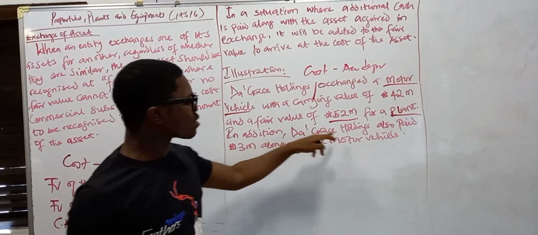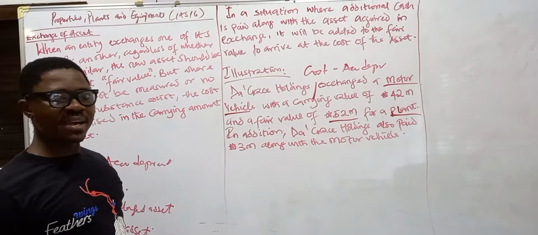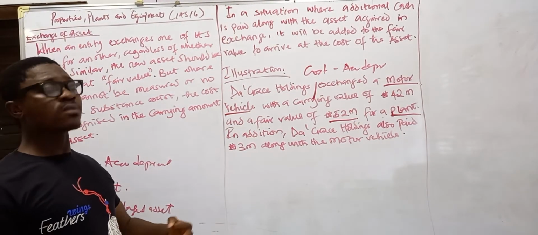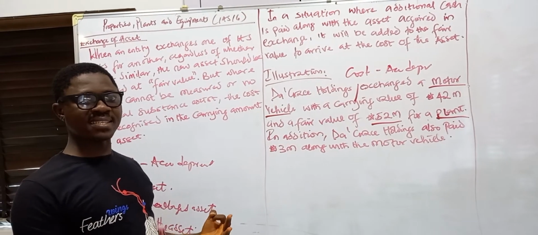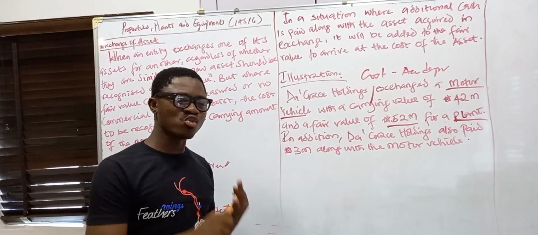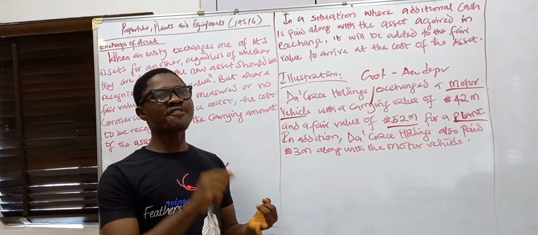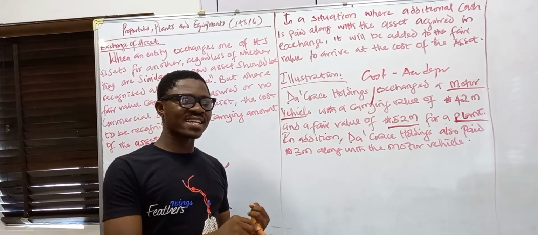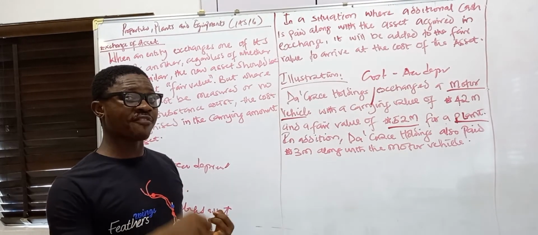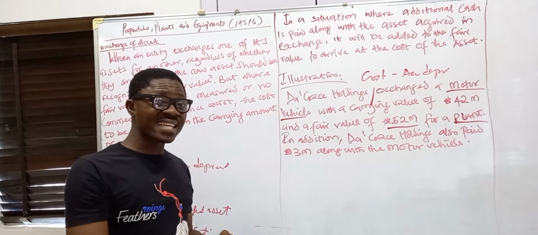In addition, Grace Holding also paid 3 million along with the motor vehicle. Recall that I mentioned 3 different conditions or scenarios for recognition. The first condition is you use the fair value of the asset you are exchanging. In a situation where that asset doesn't have fair value, use the fair value of the asset you are exchanging for. And if that asset you are exchanging for doesn't have fair value, you now use the carrying amount of the asset you are exchanging.